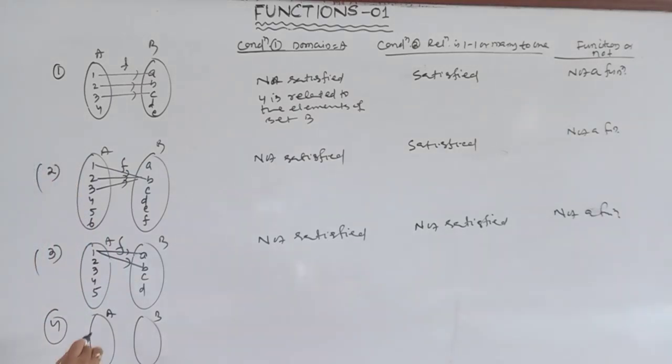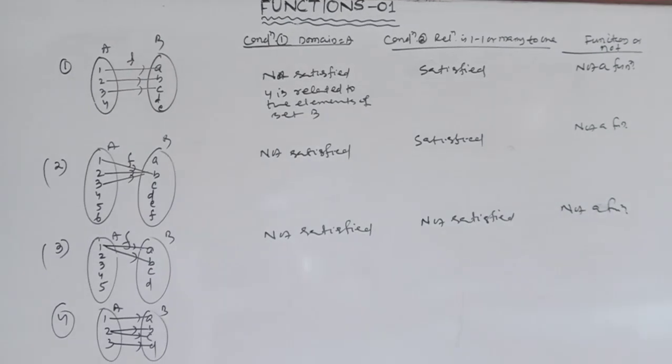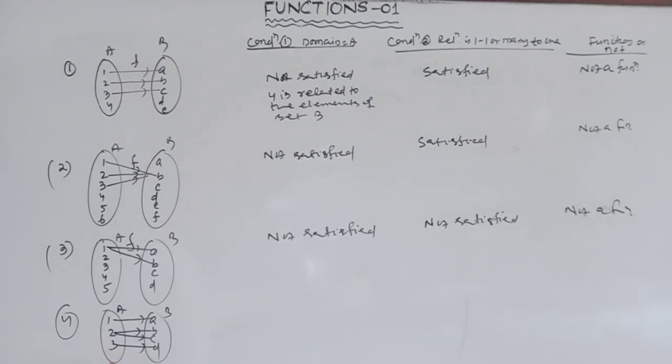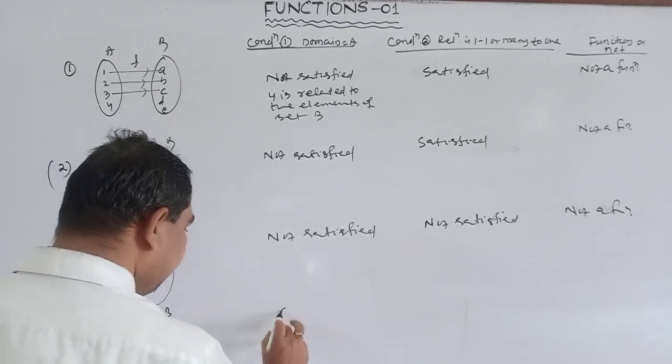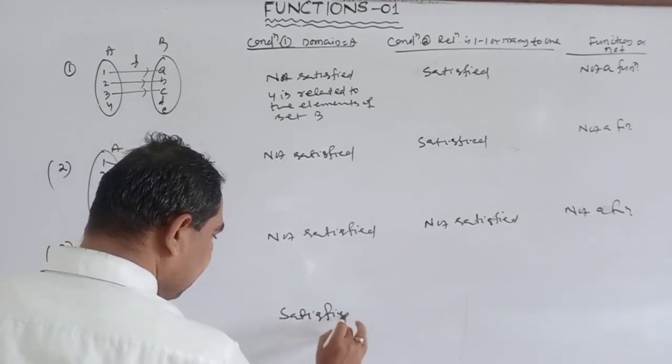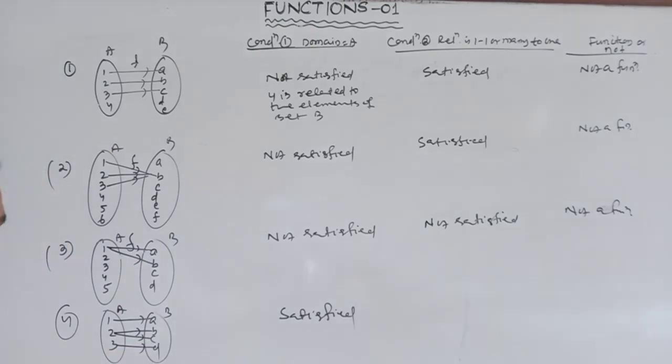Question number 4. Suppose set A has 1, 2, 3 and set B has A, B, C, D. 1 is related to A, 2 is related to B, 3 is related to D, and also 2 is related to C. Condition 1 is satisfied because every element of set A is related to the elements of set B. So condition 1 is satisfied, because the domain of F is equal to A.